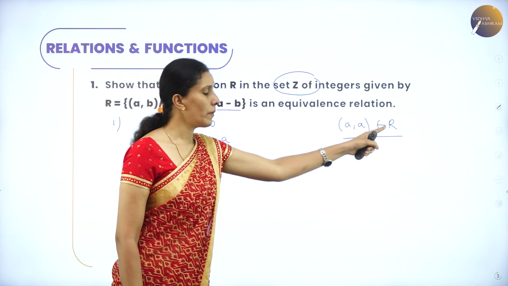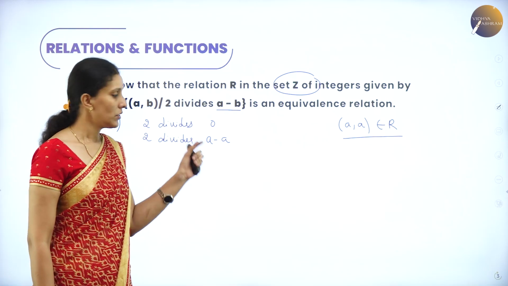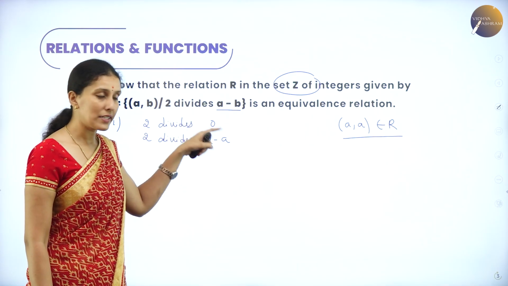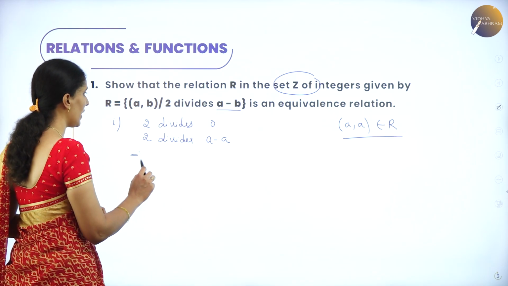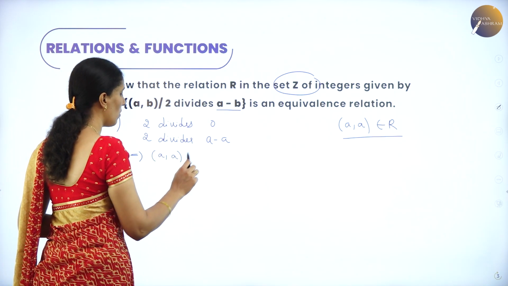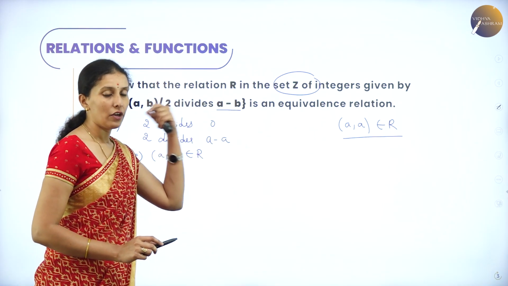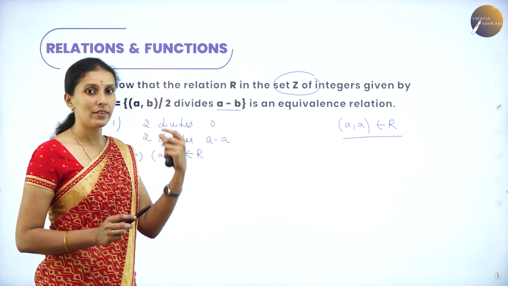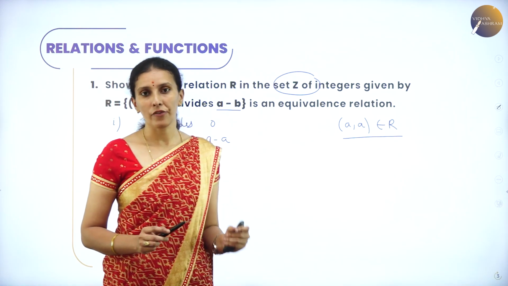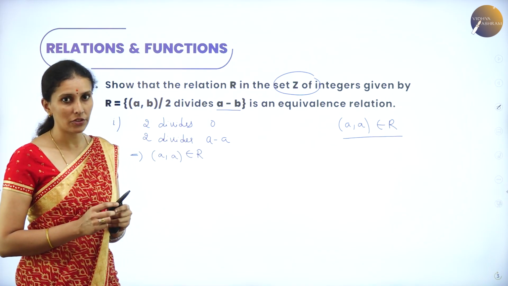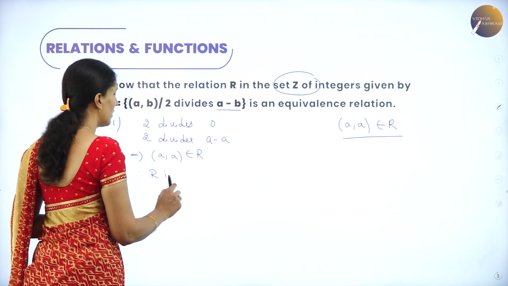To show that A comma A belongs to R, we have to show that 2 divides A minus A. So A minus A becomes 0 and 0 is in the set of integers. Hence we can write this implies A comma A belongs to R. So for all A, for any integer, for example, if you take 3, then 3 minus 3 is in the set Z. Hence we can write 3 comma 3 is contained in the relation. So therefore R is reflexive.